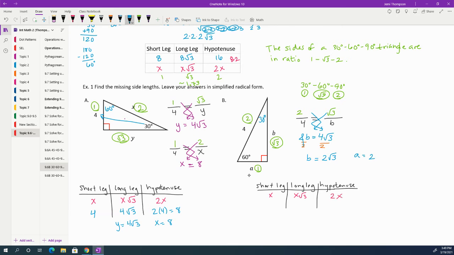So what did they give me this time? This time I know 4. What is that? That's the hypotenuse. So if I were to use the table, I would work backwards and go to the short leg first, right? If I divide that by 2, I get 2 over here. So I took 4, and I divided by 2 to get 2, which is x. And then what's my long leg? Well, if I know x is 2, then this is just 2 square root of 3.